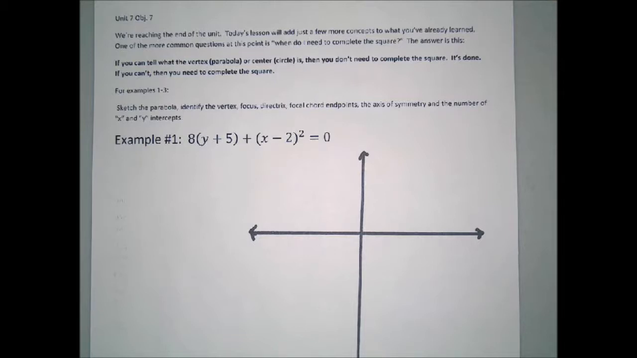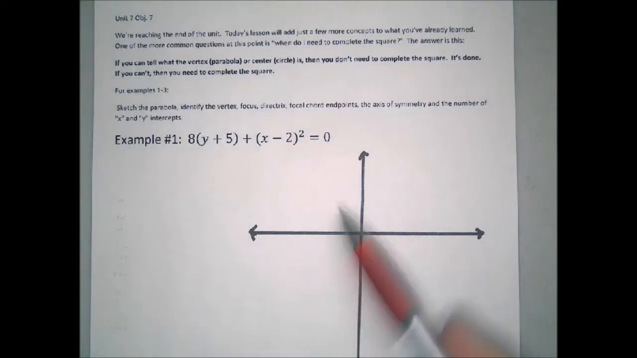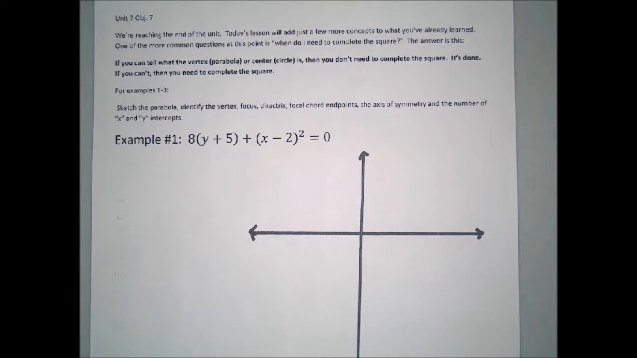But the biggest question I get at this point in time is, I know how to do it, I just don't know when I need to do it. When do I need to do it? And the answer is this. If it's a parabola, and you can look at the equation and know what the vertex is simply by looking at the equation, then you're not going to have any completing of the square to do. Same thing with the circle. If you can look at the equation of the circle and you know where the center is, then you're not going to have to complete a square. So let's take example number 1.